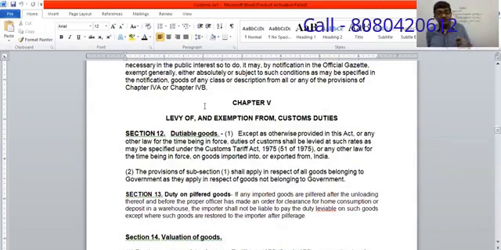And then it says provisions of subsection 1 shall apply in respect of all goods belonging to government as they apply in respect of goods not belonging to government. Why is subsection 2 given? Think of it. Why has subsection 2 been given? Exemption to the government.